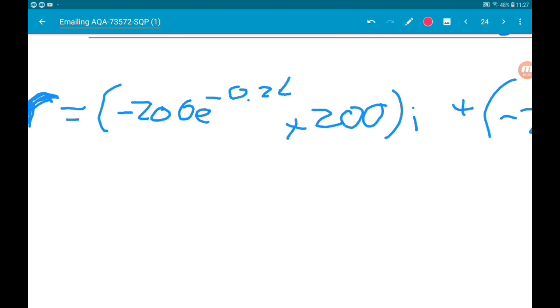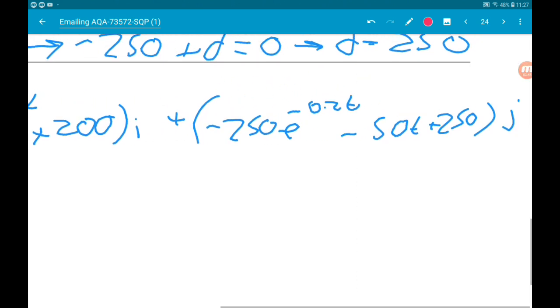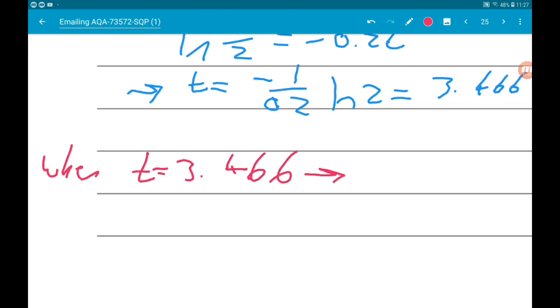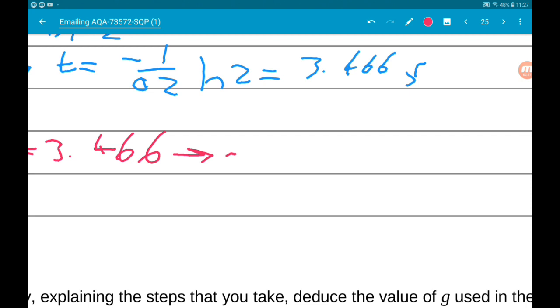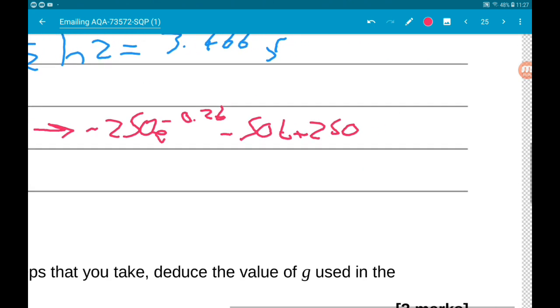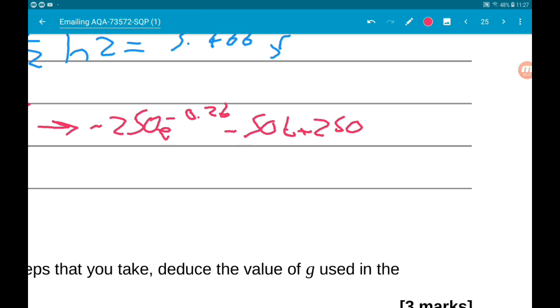We're now going to substitute that into the j part of our vector. So when t is equal to 3.466, we're going to get minus 250 e^(-0.2t) minus 50t, add 250. Now if we shove in t equals 3.466, then we will get minus 48.3 meters. The reason that is negative, of course, is because the parachutist is falling, so she's going to be under the origin. Cool.